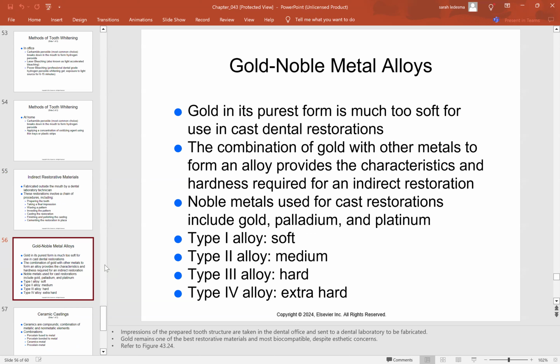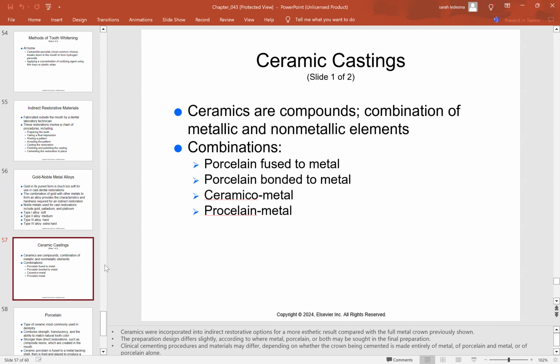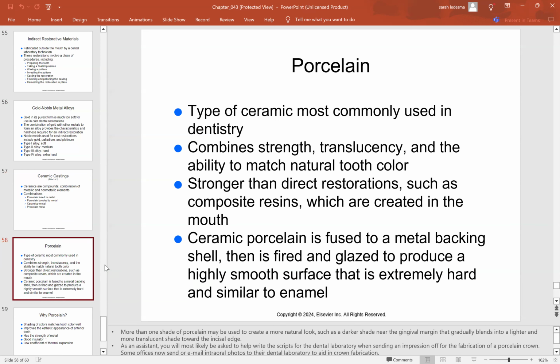Gold noble metal alloys: gold in its purest form is much too soft for use in dental restorations, so we use a combination of gold with other metals, forming an alloy. Noble metals used for cast restorations include gold, palladium, and platinum. We also have ceramic castings, which are compounds, a combination of metallic and non-metallic materials. These include porcelain fused to metal, porcelain bonded to metal, ceramo-metal, and porcelain metal.